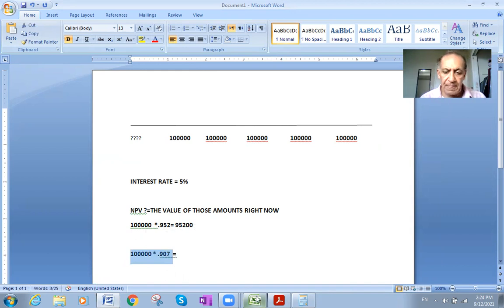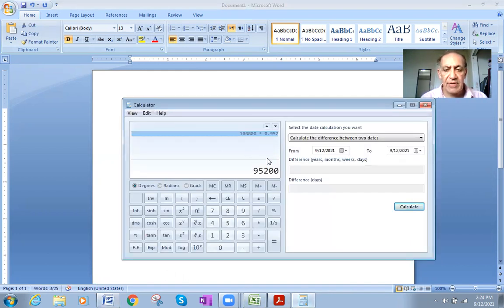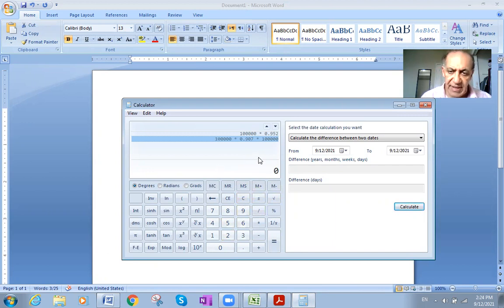Control and C, then I will go to the calculator and paste here, times 100,000, multiplied by 0.907. That will give me... no problems. Okay, 100,000. Let us say here.